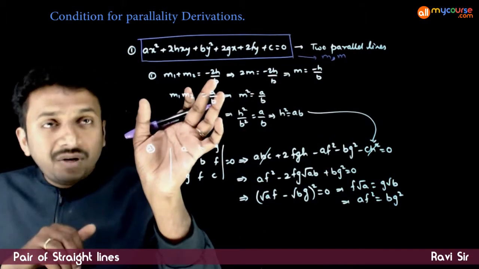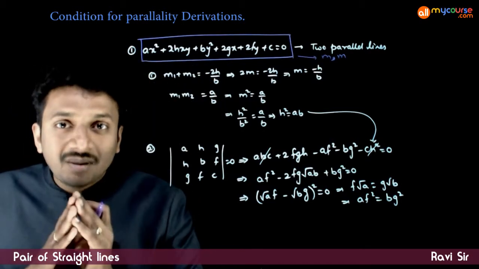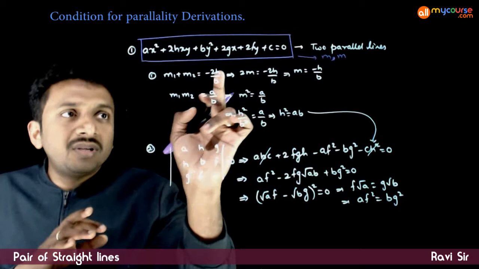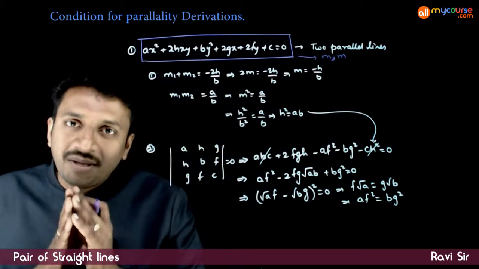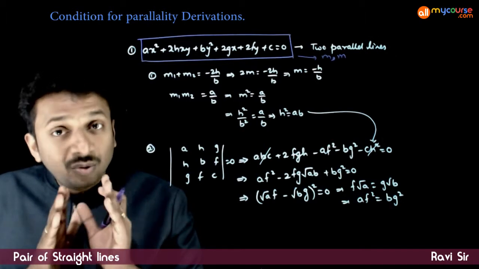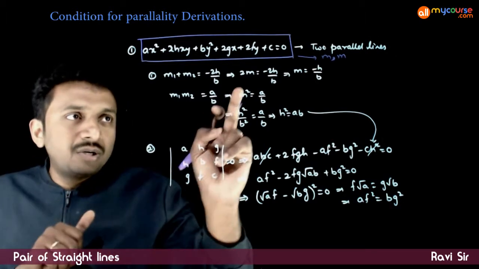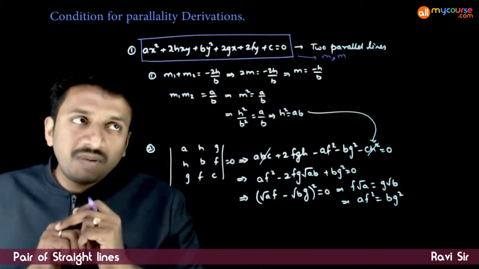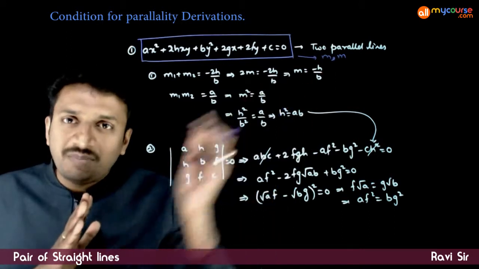Now we know that if m1 and m2 are the slopes which make up this pair, m1 plus m2 is equal to minus 2h by b, and m1 m2 is equal to a by b. Now if the two slopes are equal, let us assume both to be m. So 2m is equal to minus 2h by b, so m is equal to minus h by b.